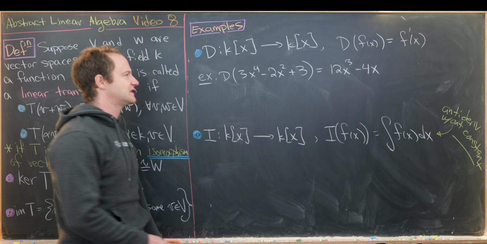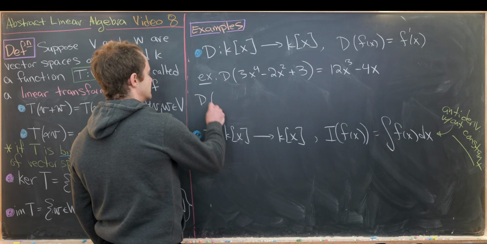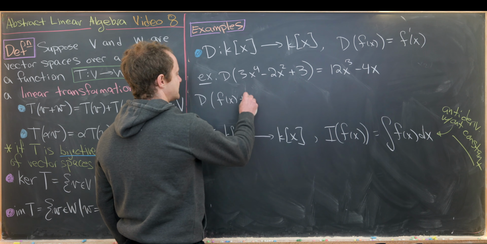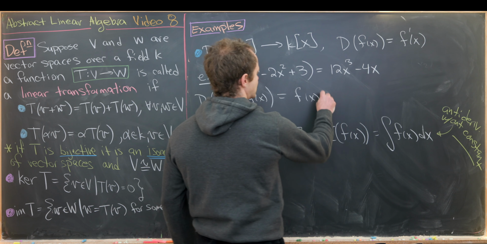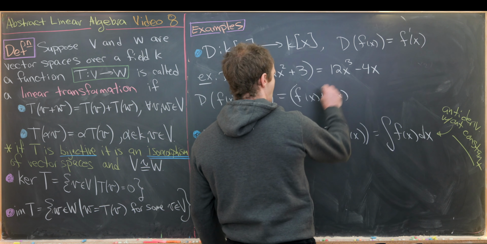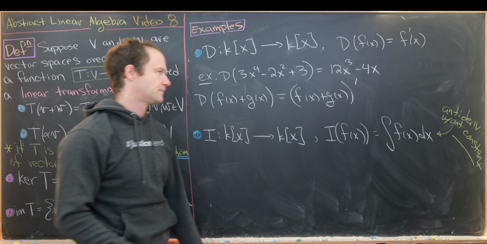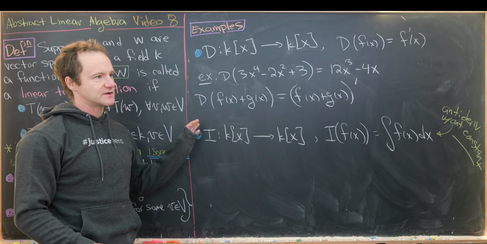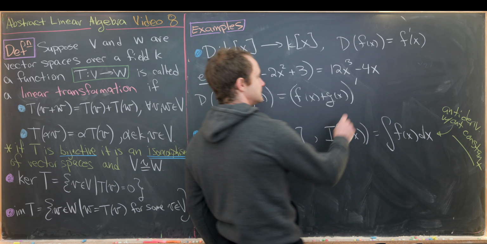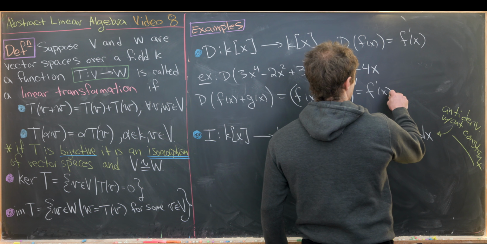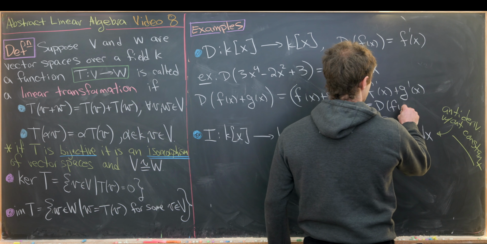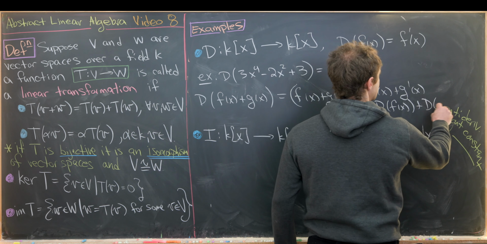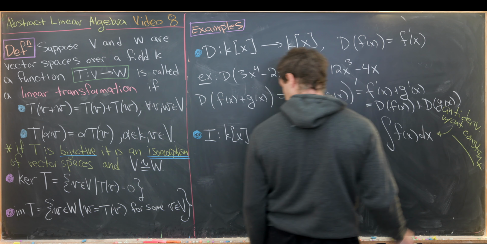Let's check that this is a linear transformation. We'll do D evaluated at f(x) + g(x). That's (f(x) + g(x))', but we know that there's a sum rule for derivatives. So that gives us f'(x) + g'(x), which is exactly D evaluated at f(x) plus D evaluated at g(x).